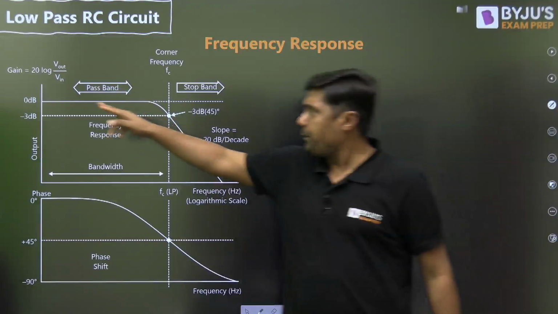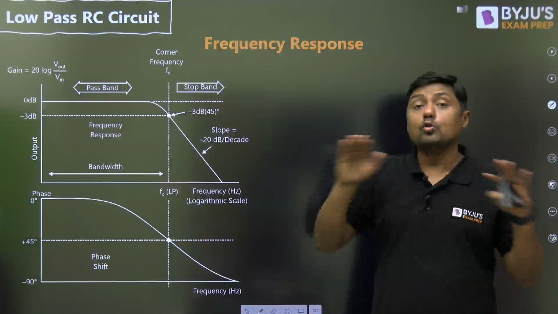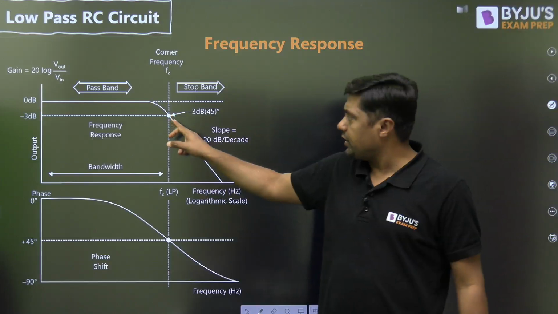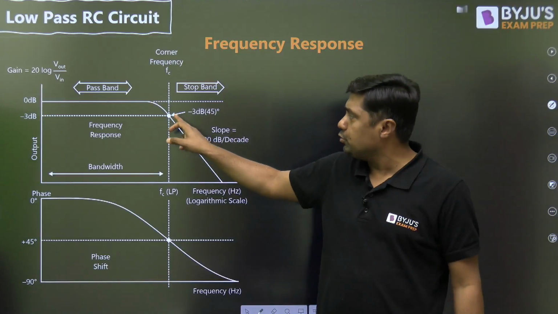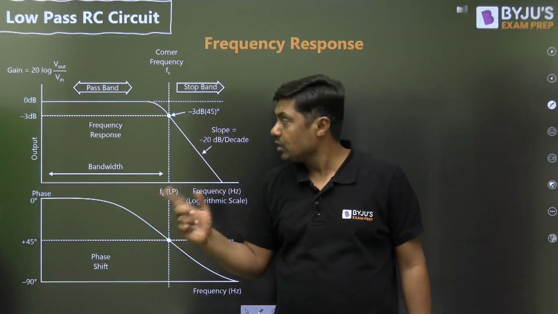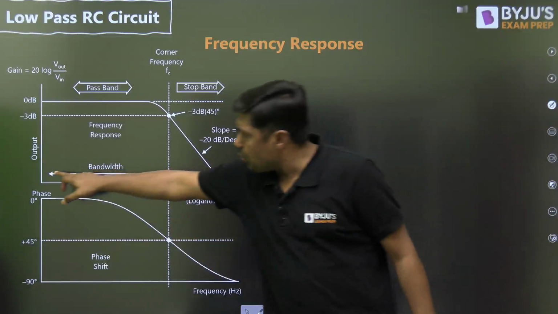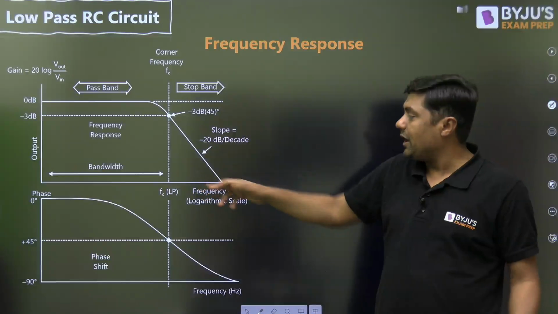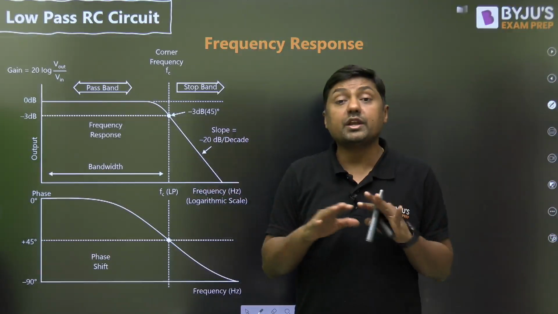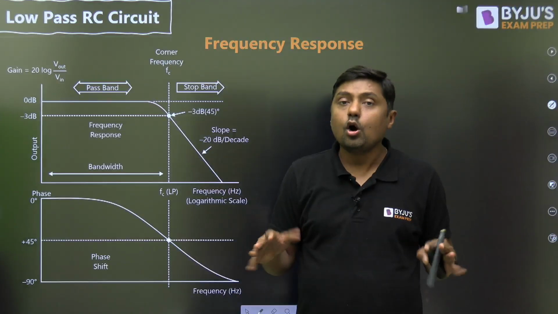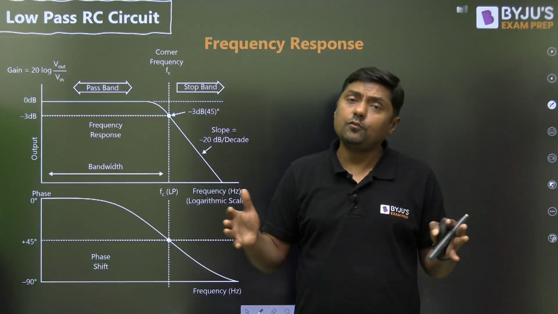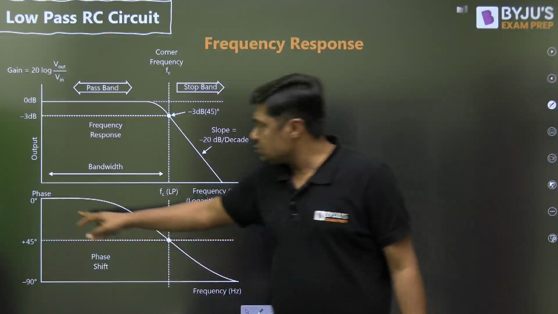Okay. In the pass band, the gain is almost constant, independent of the frequency. Here it will start falling, and at this point it will reduce by 3 dB. And that's why it is called the 3 dB cutoff frequency. Then this portion is called bandwidth. Bandwidth means the band of frequency for which the gain is almost independent of the frequency, or simply the band of frequency which is passed by the filter.